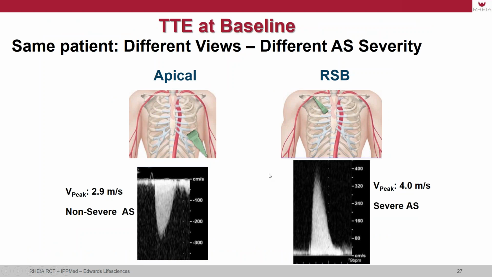And this is just to illustrate the same patient. If we had only interrogated the apical view, we would have concluded that this is a non-severe AS, and so the patient is not eligible for the trial. Whereas if you also interrogate the right sternal border, we find a much higher velocity and severe AS, and then the patient is eligible for the REA trial.